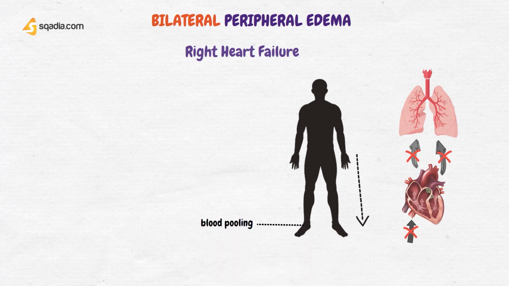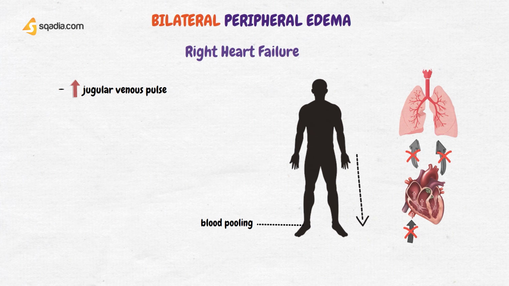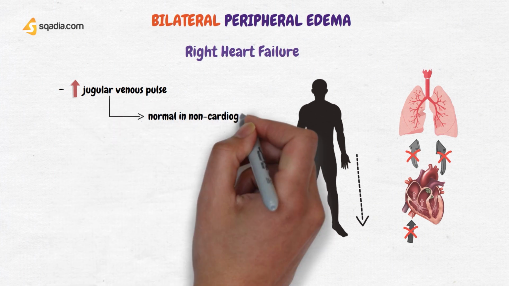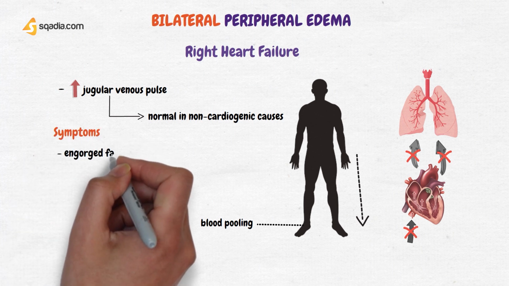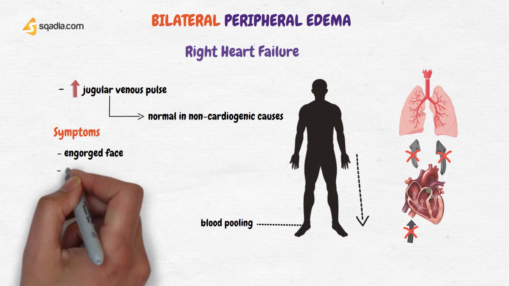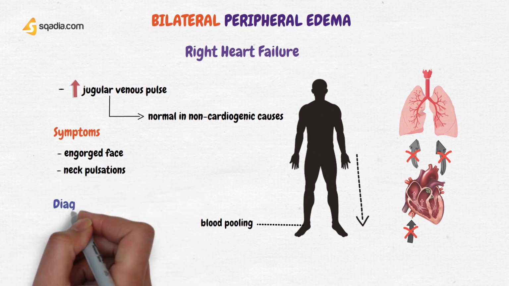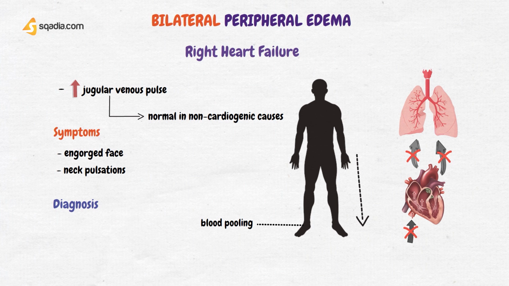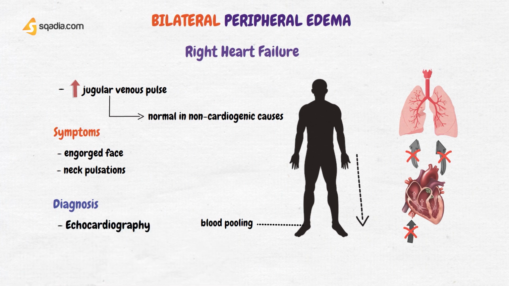A rise in the jugular venous pressure is characteristic, as it indicates a higher pressure in the right atrium. Conversely, when the JVP is normal, it indicates a non-cardiogenic cause of edema. Patients with right heart failure can also present with an engorged face and pulsations in the neck. To diagnose, echocardiography is done to detect ventricular filling defects, and pro-BNP, a substance released in heart failure, is measured in serum.